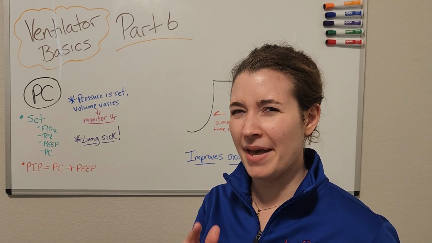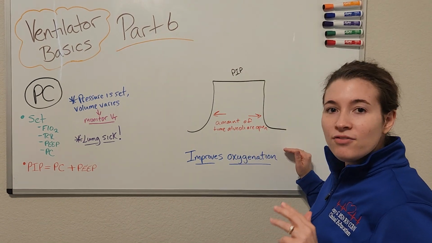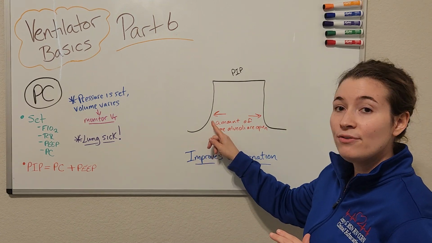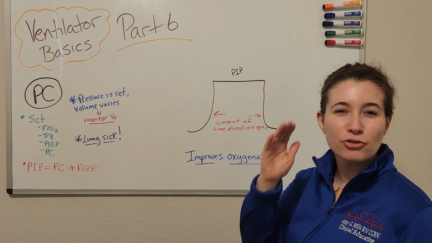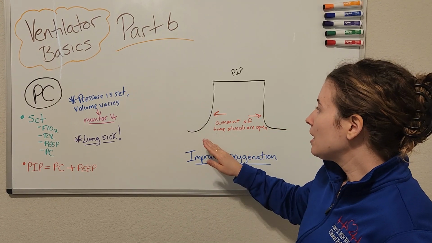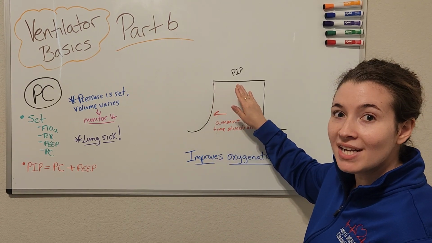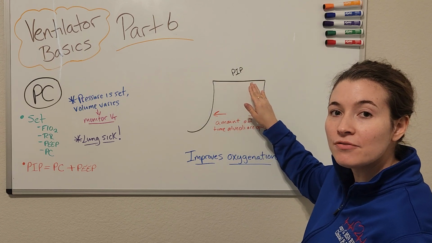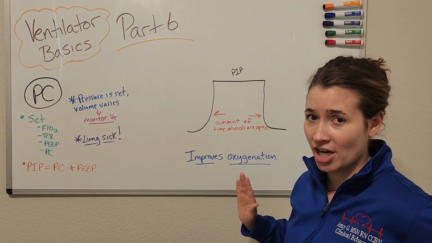Now let's talk about the benefits of this mode. If we're looking at the ventilator screen, you're going to see that the waveform is a square, as opposed to that weird triangle waveform that we saw with the volume control modes. You're going to see a square because, remember, my pressure is set, so I'm going to have a flat line at the top of the breath because that peak inspiratory pressure doesn't change.